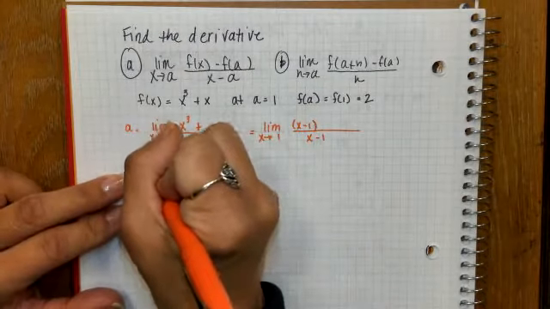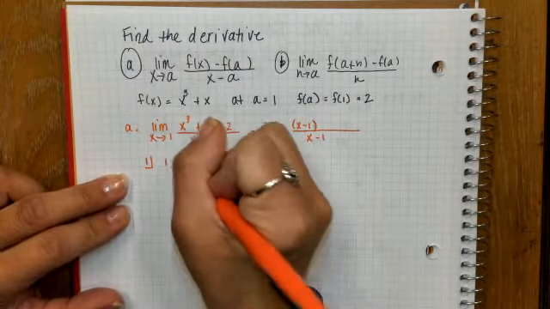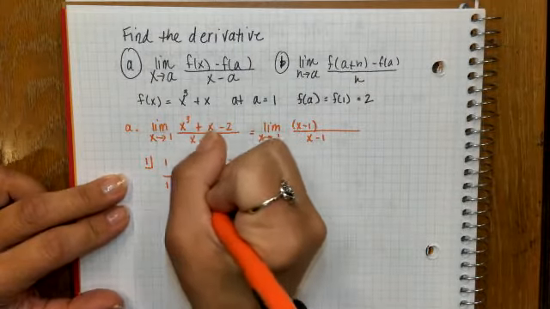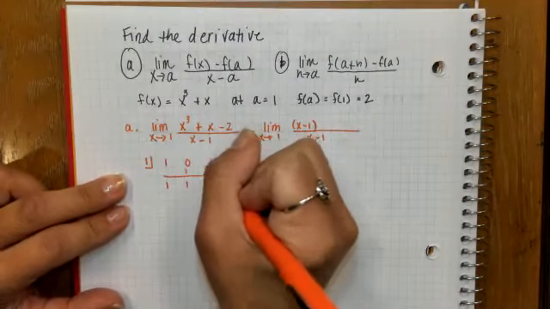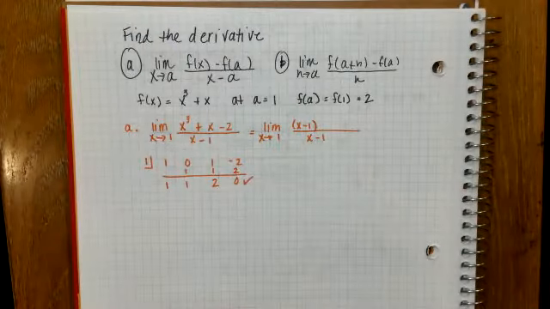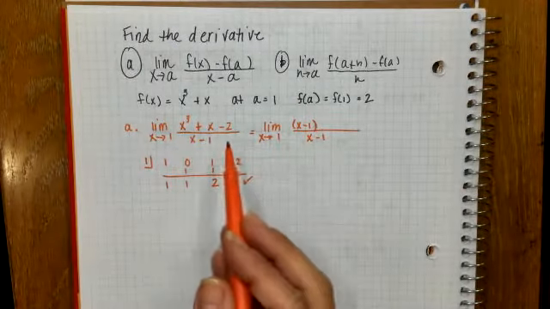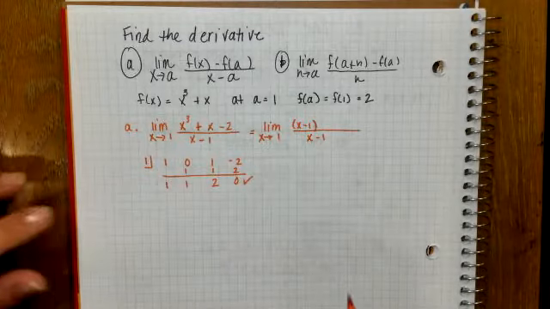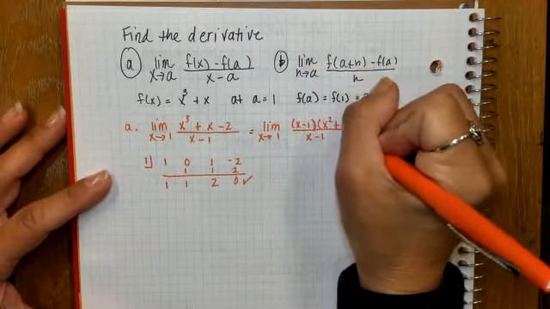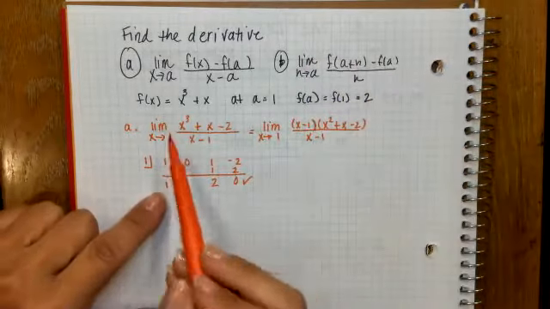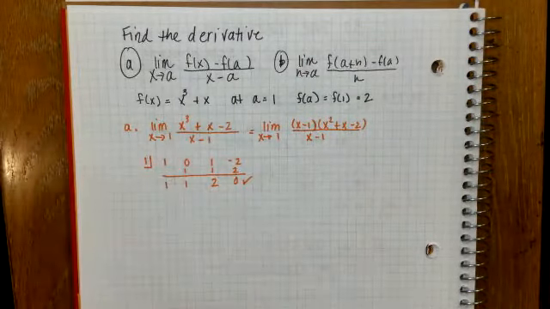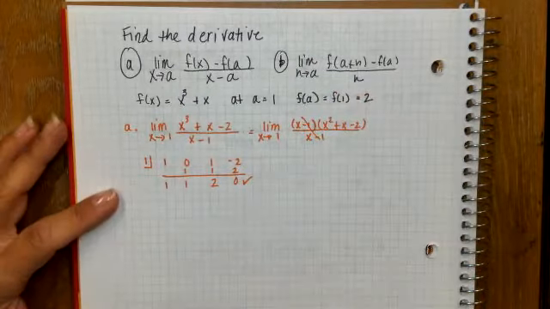So I'm going to do some synthetic division. 1, 0, 1, negative 2. It's 1, 1, 1, 1, lots of ones, 2, 2, 0. So x minus 1 is indeed a factor of x cubed plus x minus 2, and I'm left with x squared plus x plus 2. The 0 comes from 0x squared. There's a missing term, so you need to put a 0 in as a placeholder. And indeed, bada bing, bada boom.